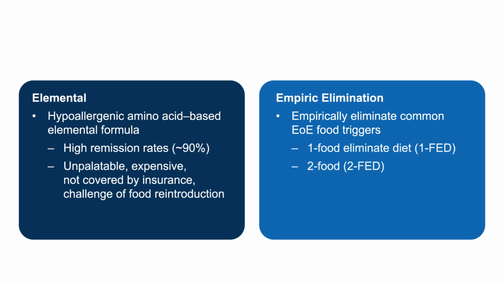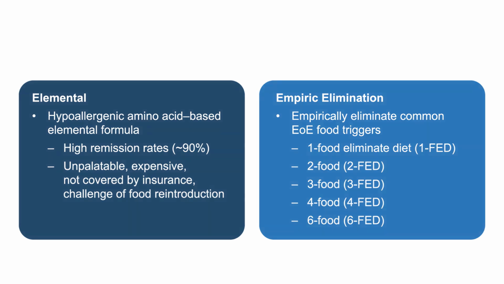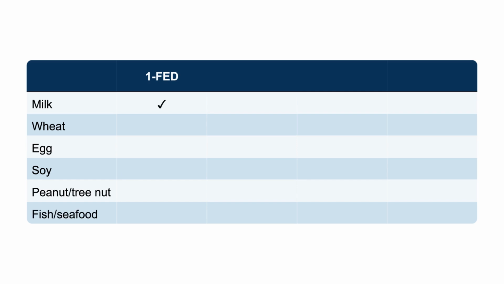And the empiric elimination is better tolerated and can be increased stepwise, starting with 1 food, 2 foods, and so on. The most common foods that we know are triggering EOE are milk, wheat, eggs, and soy, and less often peanut and tree nut and fish and seafood. In a 1-food elimination diet, milk is the preferred starting food, and in a 2-food elimination diet, milk and wheat are the 2 preferred starting foods.